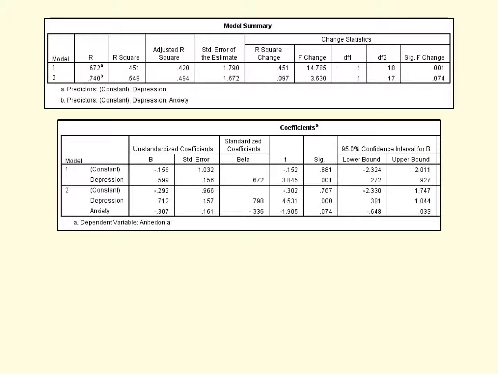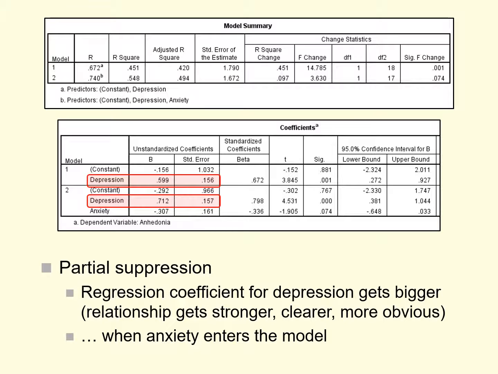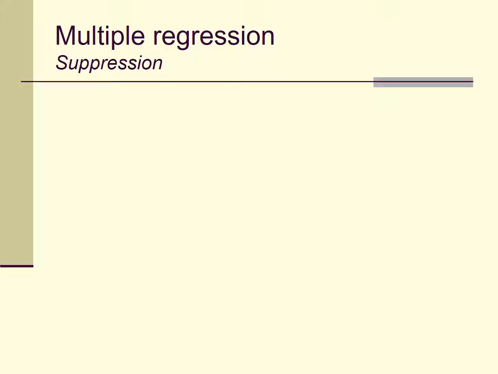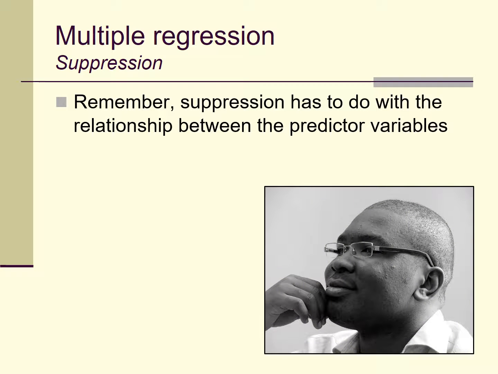Now in this case, we might describe this as an instance of partial suppression because the regression coefficient for depression gets bigger when anxiety enters the model. Put another way, we could say the relationship between depression and anhedonia gets stronger, or clearer, or more obvious to us when anxiety is in the model. So partial suppression, you might call that. Again, just to return to that important point before, suppression has to do with the relationship between predictor variables, particularly how correlated they are with each other.